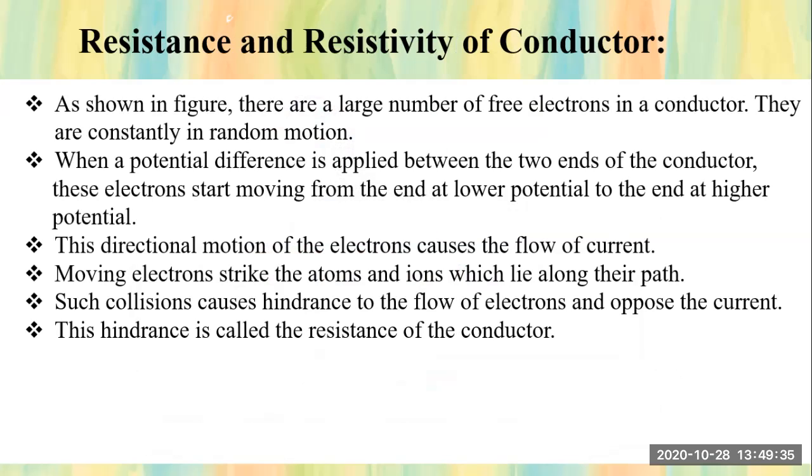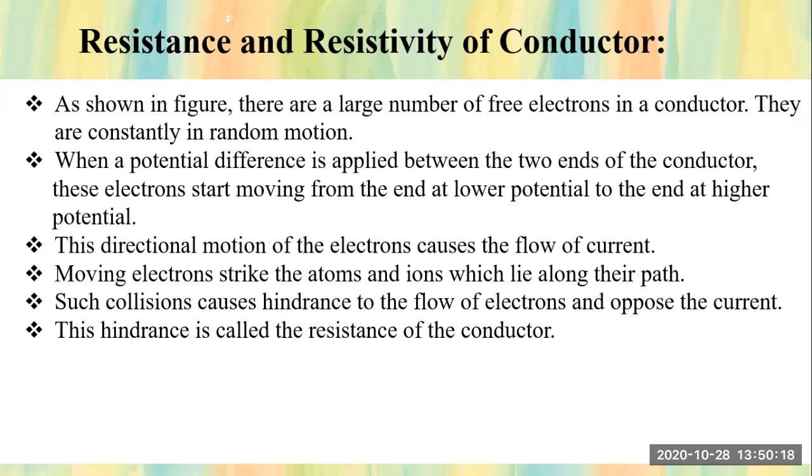See, moving electrons strike the atoms and the ions which lie along their path. When they are moving along a path, they strike these atoms and ions. Now see, such collisions cause hindrance to the flow of electrons. When the collision occurs between these ions, atoms and the electrons, what occurs? Hindrance. Hindrance means opposition. Opposition is nothing but obstacle, right? That hindrance to the flow of electrons opposes what? It opposes the current which is flowing through it.